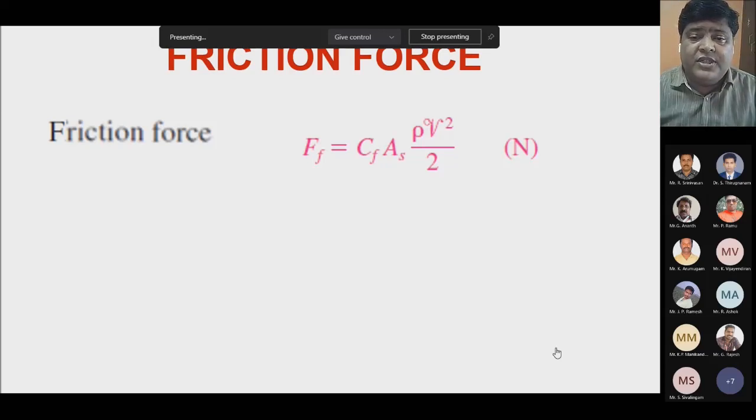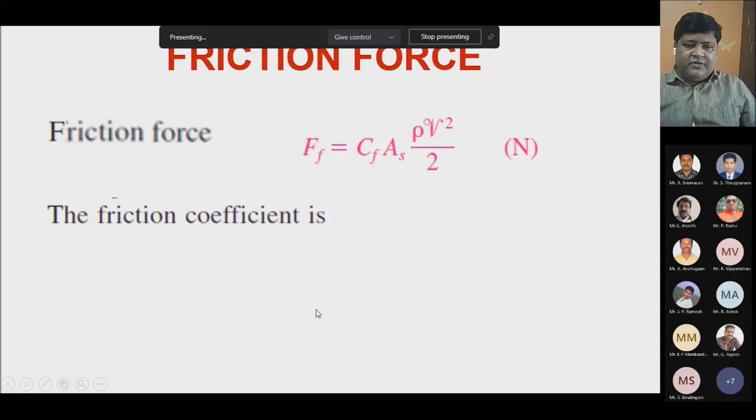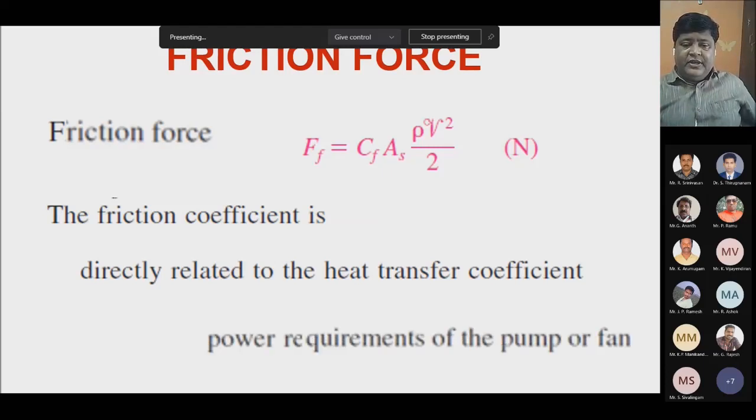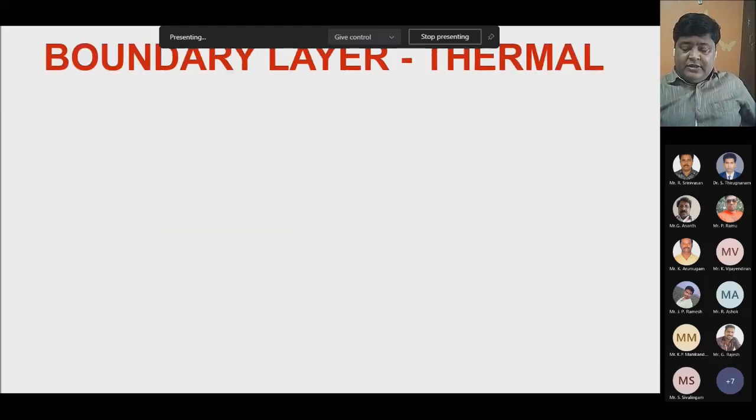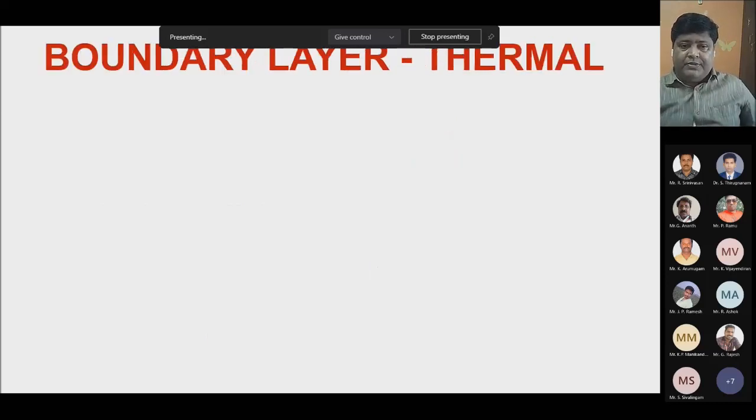F_F is the force acting on the surface, which we calculate once we know the friction coefficient. Next, the friction coefficient is directly related to the heat transfer coefficient h also. Why we try to find the friction coefficient is because it is related to the heat transfer coefficient, and also to the power requirements of the pump.